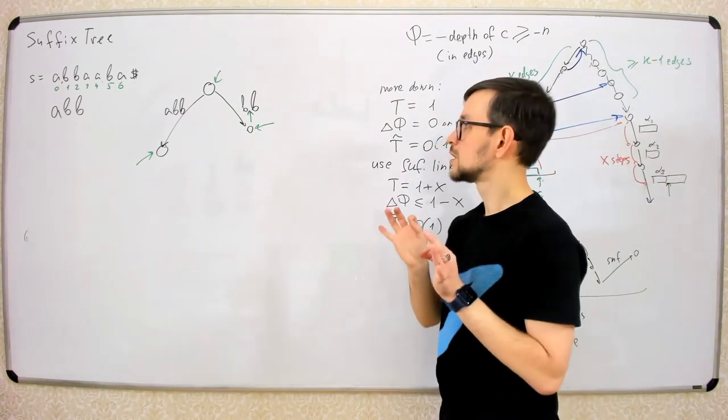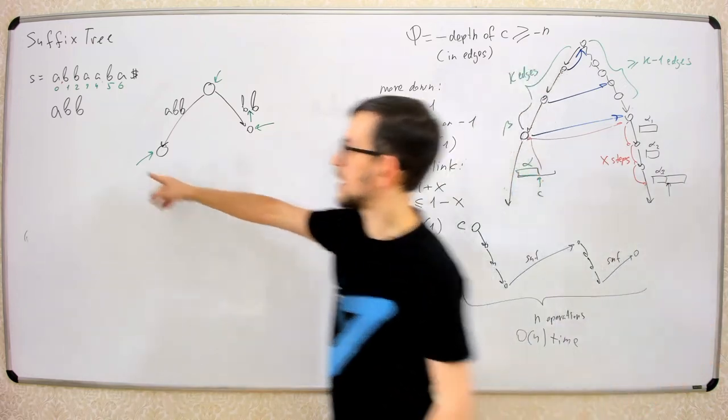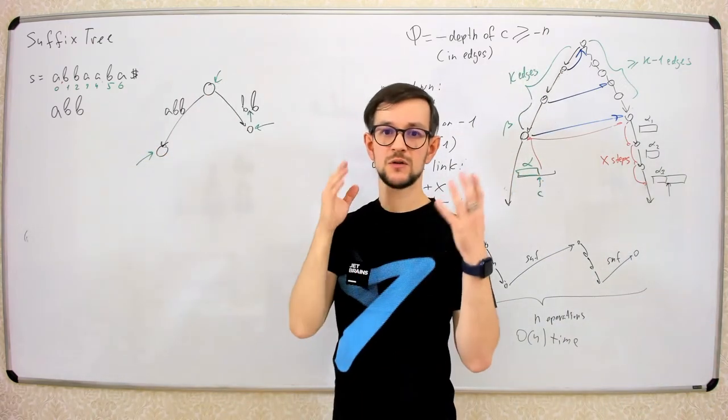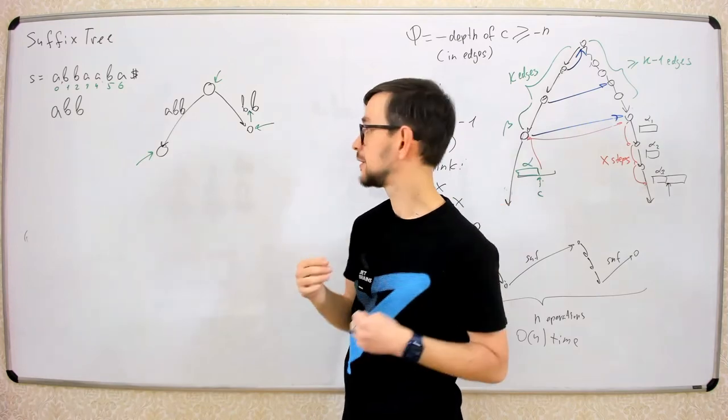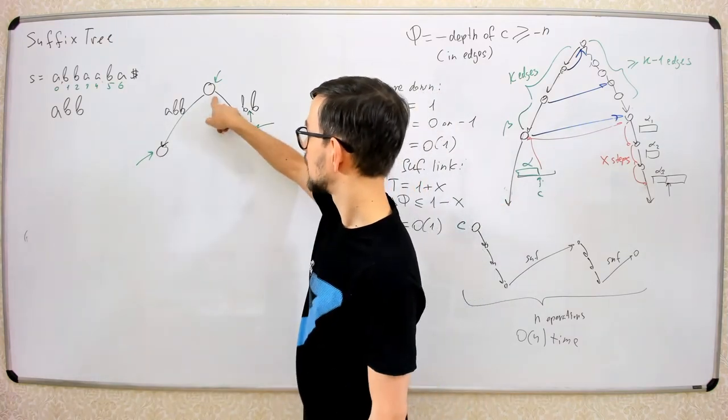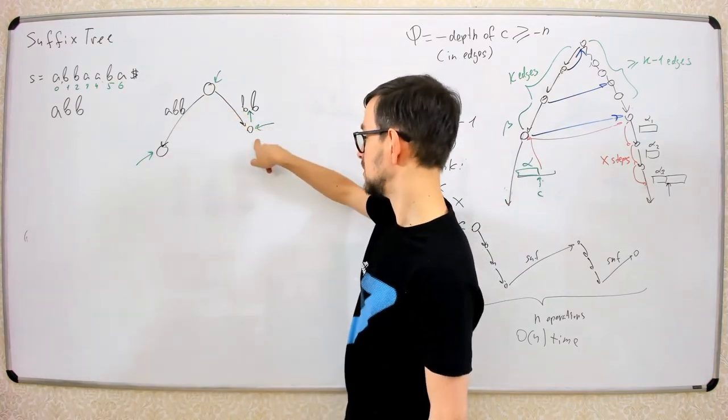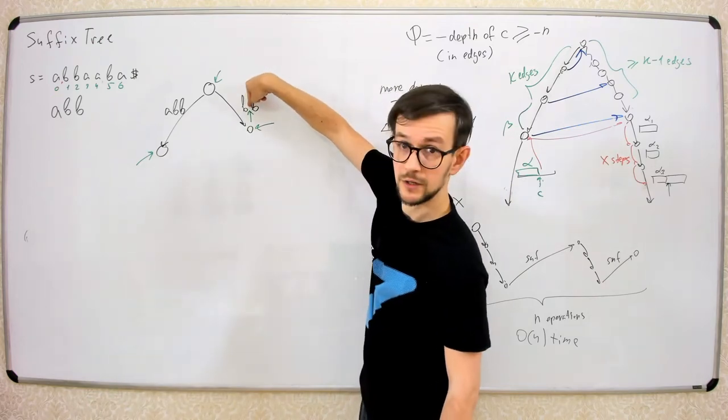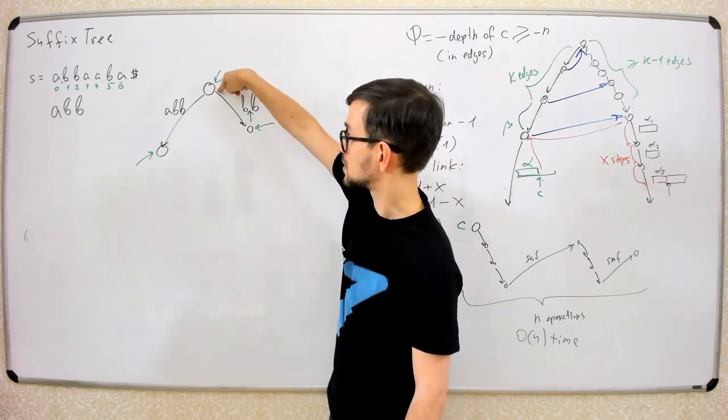Okay, can you see it? So again, now I have string ABB. String ABB has four suffixes, right? So I have suffix ABB, suffix BB, suffix B, which is right here in the middle of this edge, and the empty suffix.